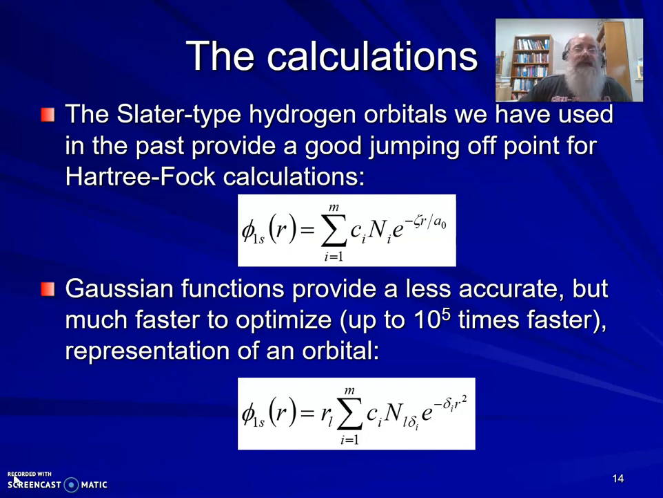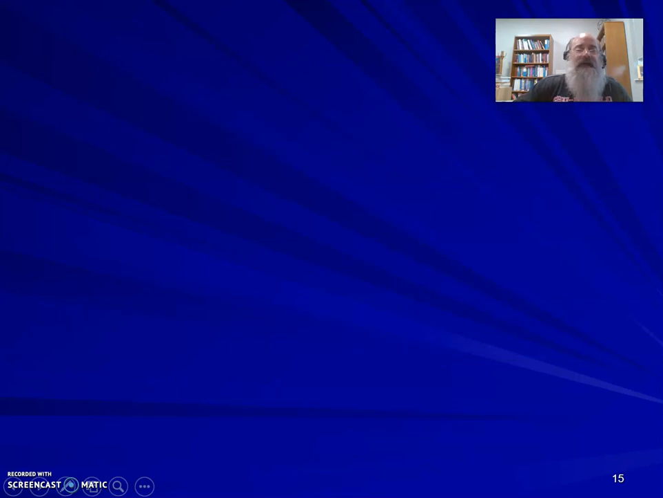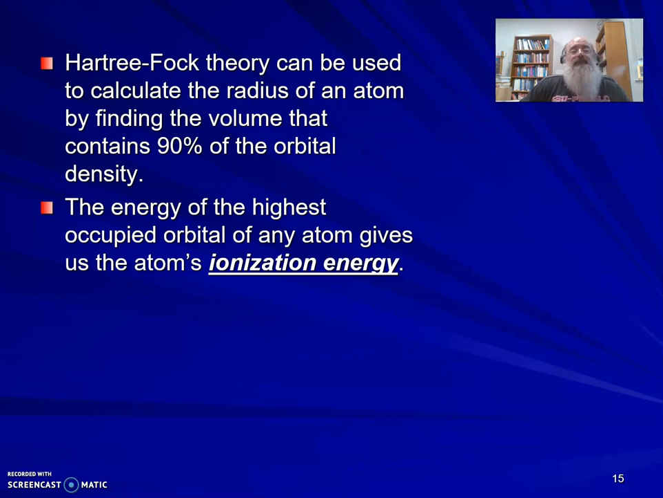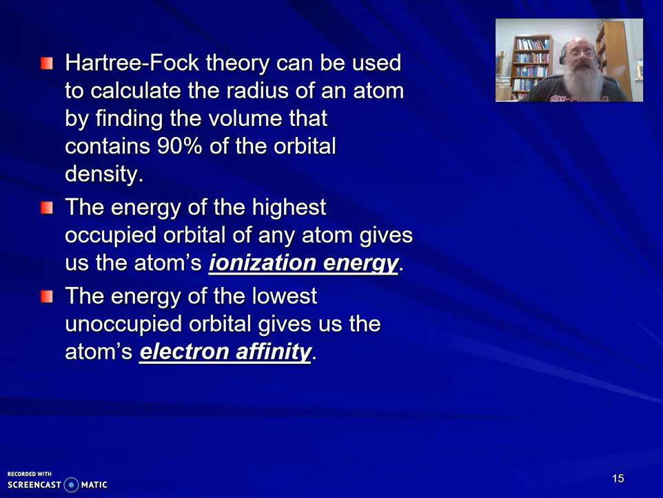So this might work out for an essay question. Hartree-Fock can be used to calculate the radius of an atom by finding the volume that contains 90% of the orbital density. The energy of the highest occupied orbital gives us the ionization energy for that atom. So we can determine ionization energy experimentally and then see if that energy matches what we calculate the energy of the highest orbital to be. And if it does, we at least have a sense that we're on the right track with our method. The energy of the lowest unoccupied orbital tells us the electron affinity.